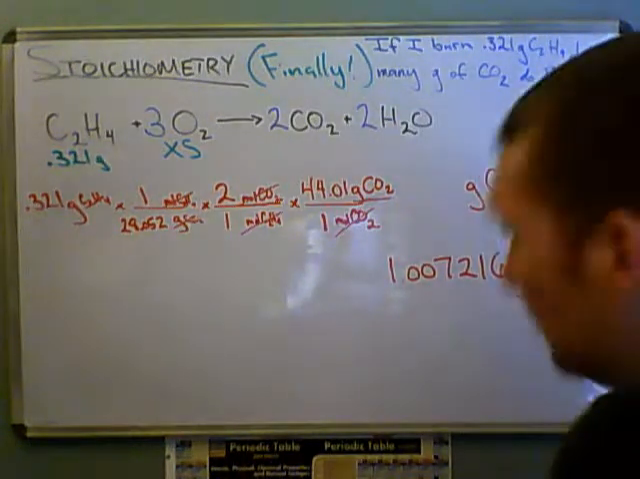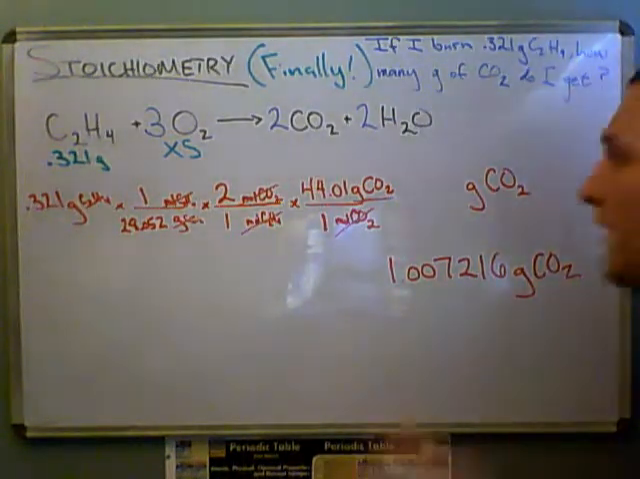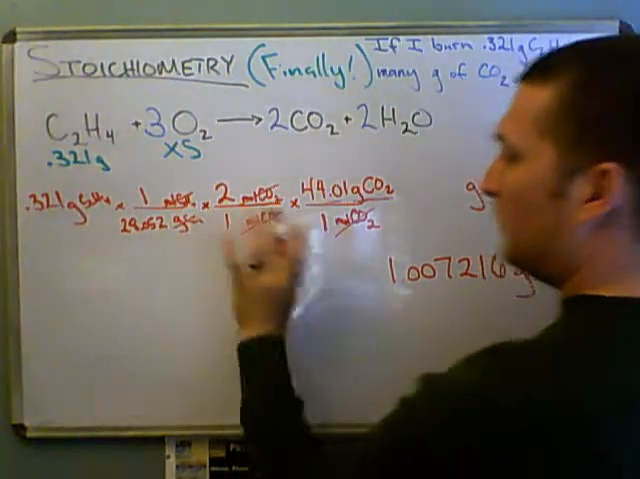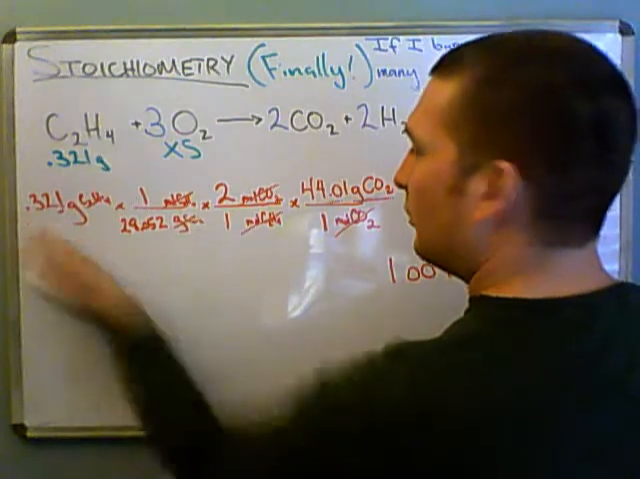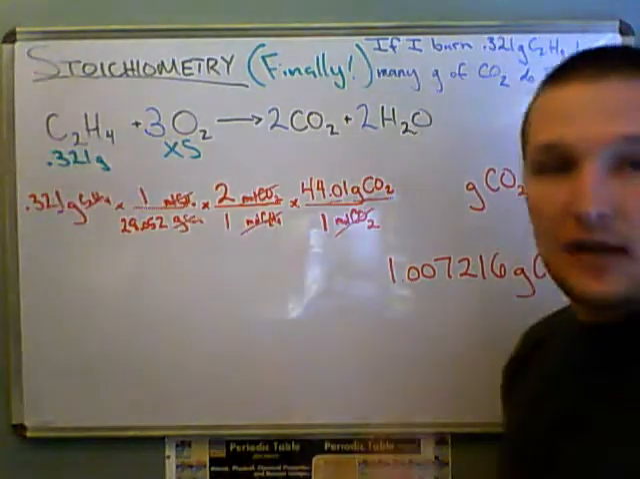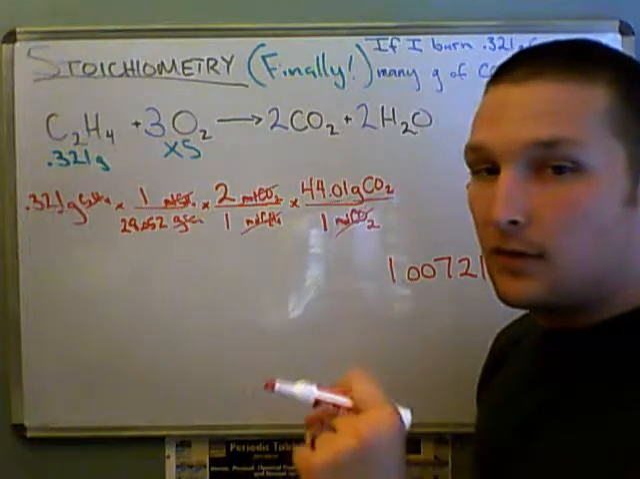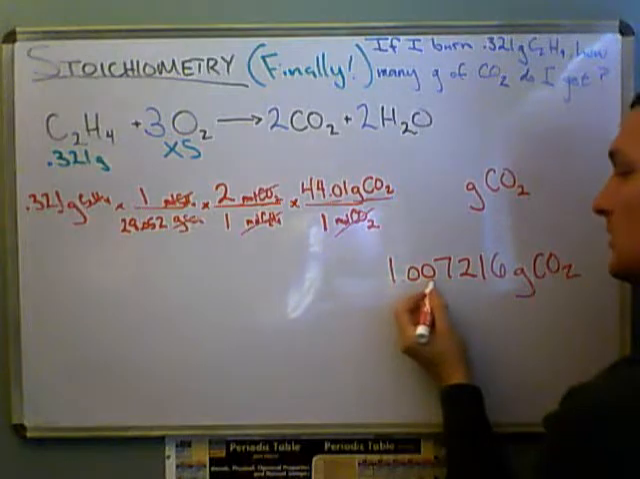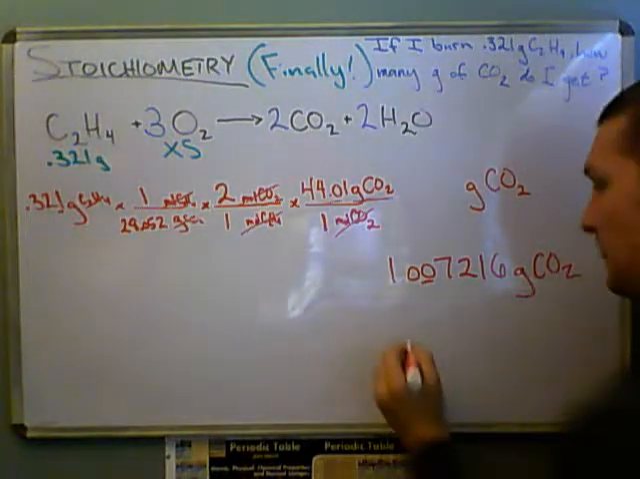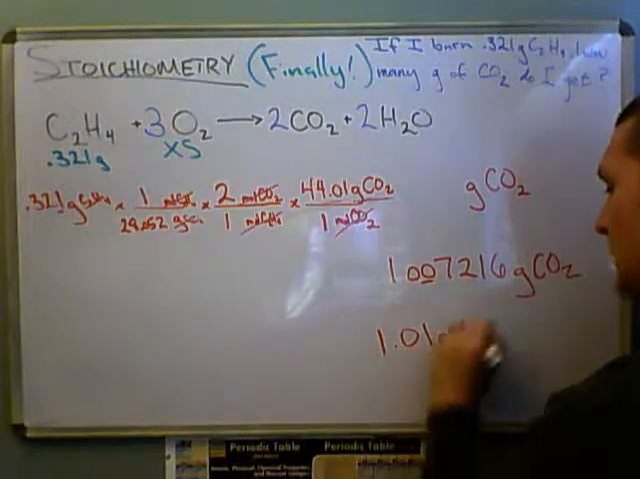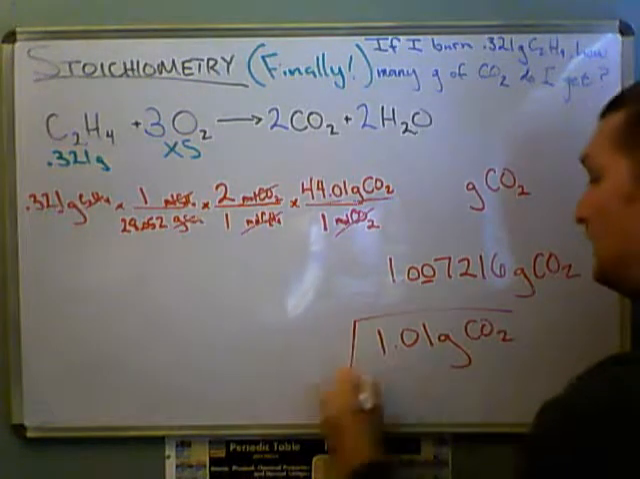Now, significant figures. What do we have here? We have 4. We have a lot there. So we're limited here to 3. What about this? Well, that's an exact measurement. That's just like saying 5 fingers on a hand. We don't need to worry about that. So we're limited to 3 significant figures. So we're going to go 1.01 grams of CO2. And that's our answer.